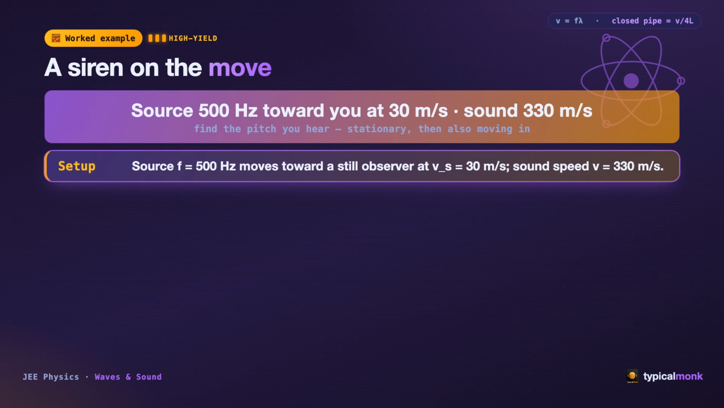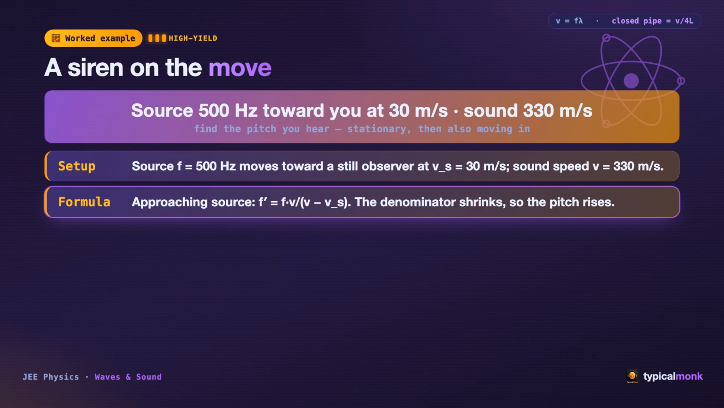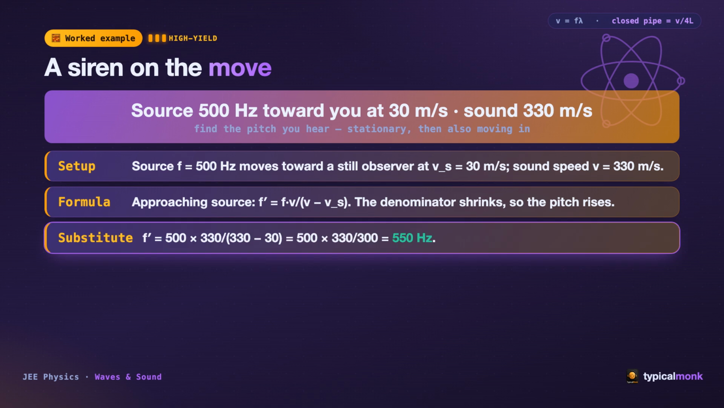Let us work the JEE favorite, a Doppler shift. A source of 500 Hz moves toward you at 30 meters per second. The speed of sound is 330 meters per second. The setup. The source frequency is 500 Hz. Moving toward a still observer at v source equals 30 meters per second. The sound speed v is 330. The formula. For an approaching source, f dash equals f times v over bracket v minus v source. The denominator shrinks, so the pitch rises.